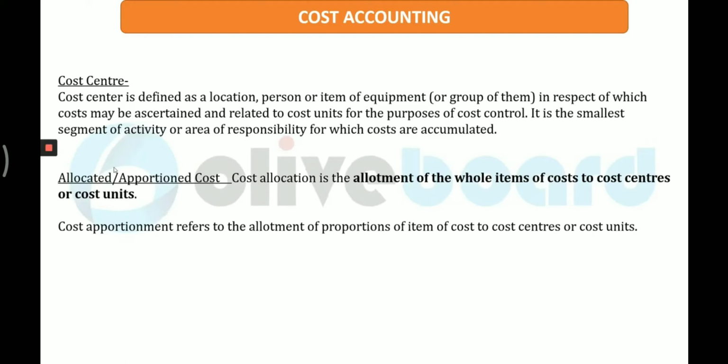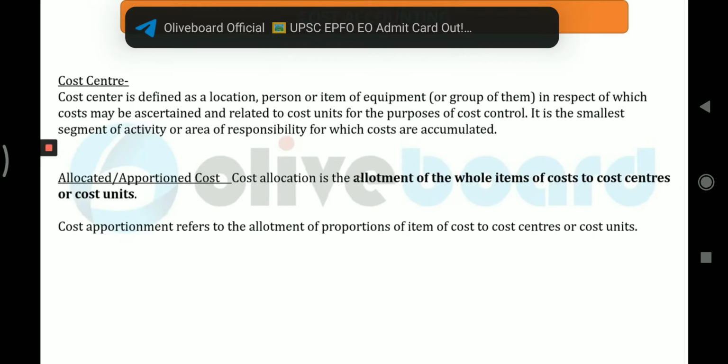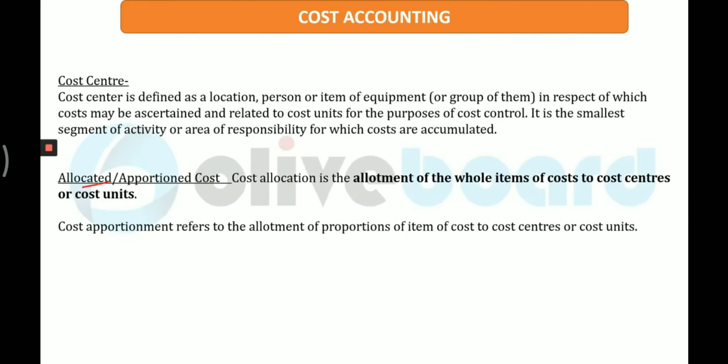Next one is allocated or apportioned cost. All right. So what is meant by allocated and apportioned cost? We'll see that. Allocated means I would have incurred that cost towards which group or towards what, and I will allocate that cost to that particular cost center or particular item. Apportion means it is a whole expense I would have incurred, and then I will divide this expense among the various items. I'll tell you an example.